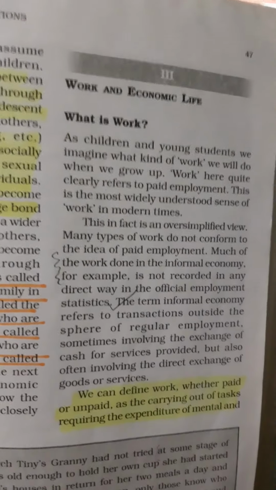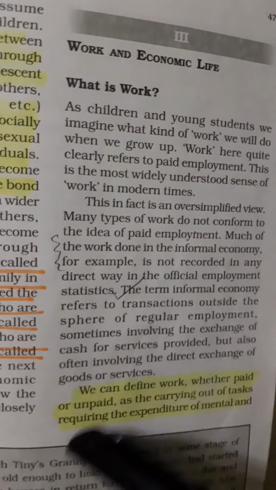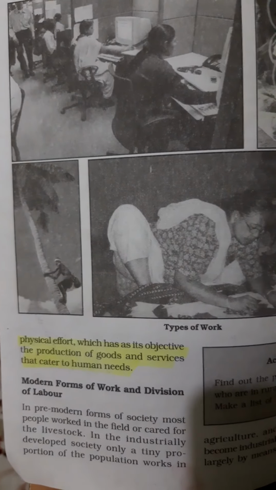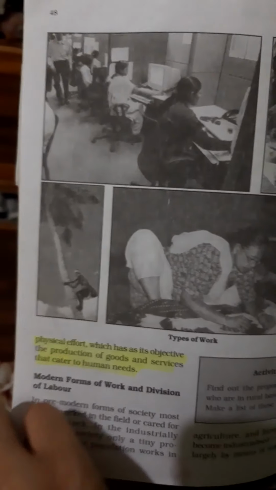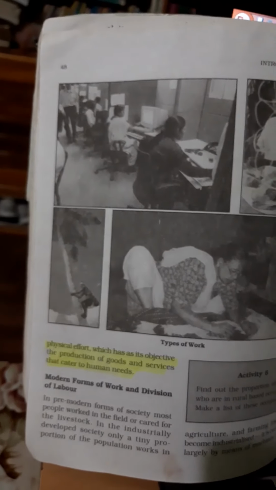Okay, so what is work? I'm going to make you understand only the highlighted portions as I've told you. So here you can just go through it. We can define work, whether paid or unpaid, as the carrying out of tasks requiring the expenditure of mental and physical effort, which has as its objective the production of goods and services that cater to human needs. So when we work, we produce something or do something productive which will help individuals, and it uses our mental or physical effort. So that is work, something which uses our mental and physical effort and produces goods and services to cater to the needs of the public.